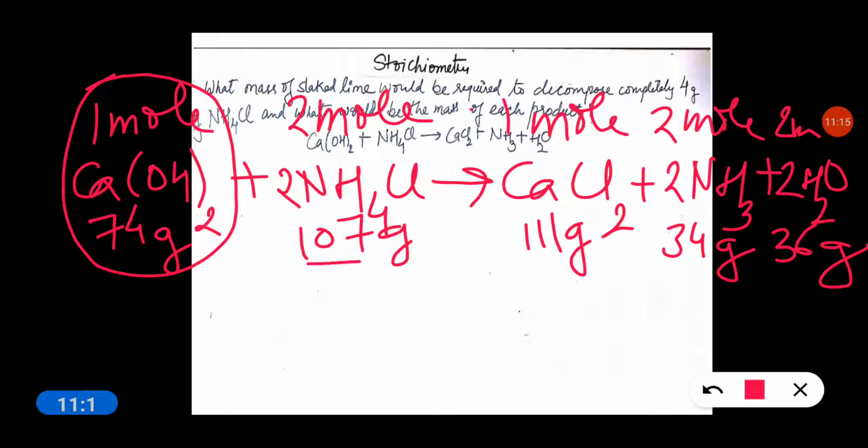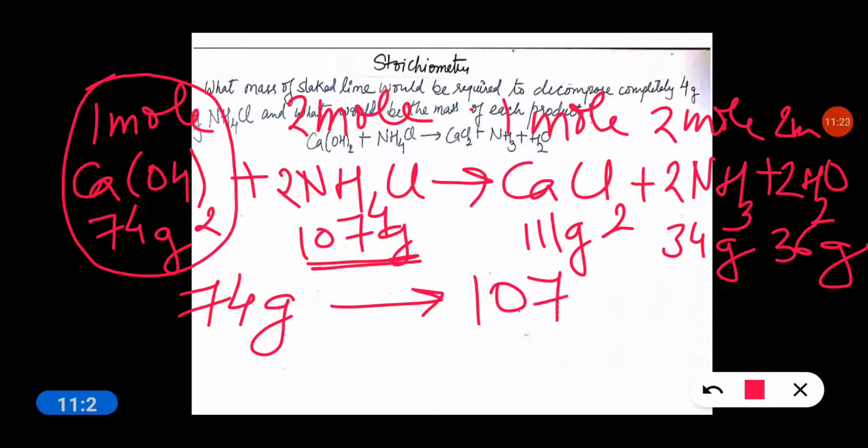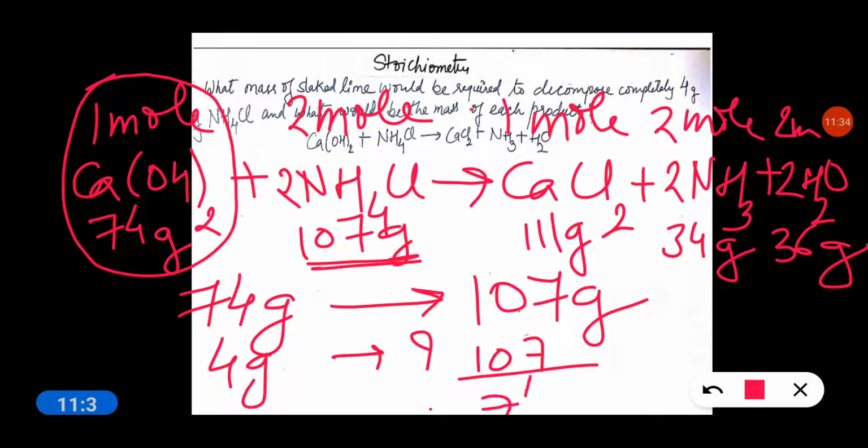Here you can see if 74 grams of slaked lime requires 107 gram of ammonium chloride, so for 4 gram it will be 74 upon 107 multiplied by 4. Solve it. You will get 2.76 gram. So 2.76 gram is the mass of slaked lime required for the decomposition of 4 gram of ammonium chloride.